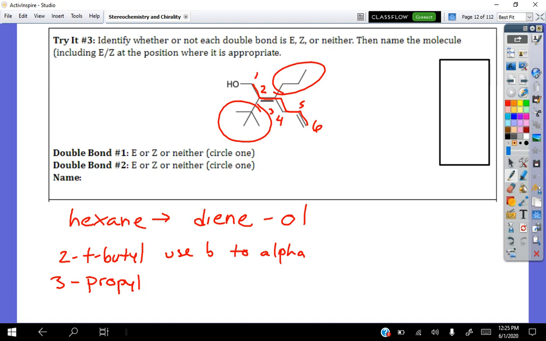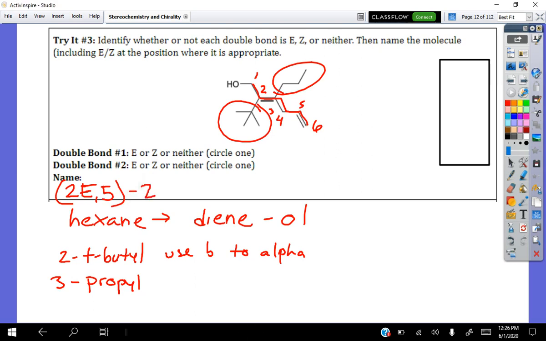Okay, so first thing I need to do in parentheses is write the position of my double bond that has the E or Z configuration. So I'm going to write 2E and then comma 5. I don't need to write E or Z for the 5. And then I'll have my dash.